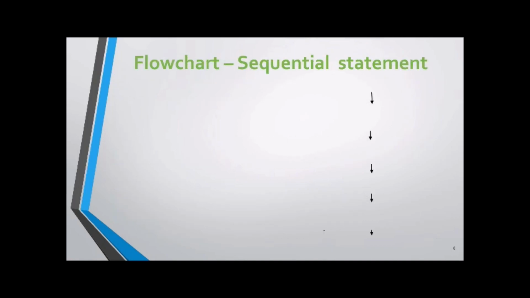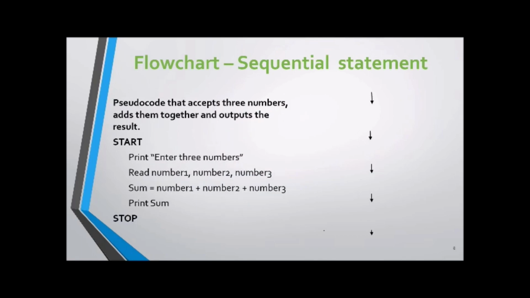Example: constructing a flowchart using the sequence construct. The following example indicates that a pseudocode should accept three numbers, add the numbers together, and output the result of the addition. The solution shows a short pseudocode illustration which outlines the sequence of steps required.